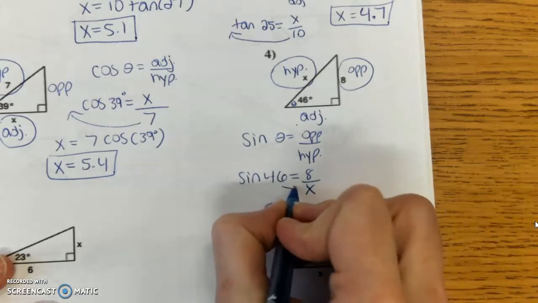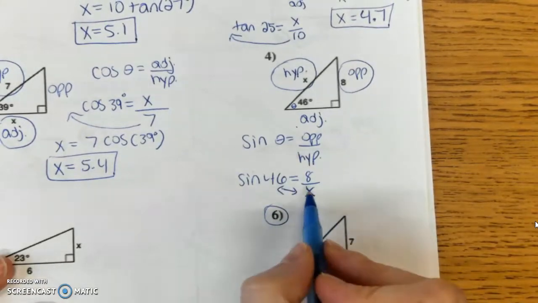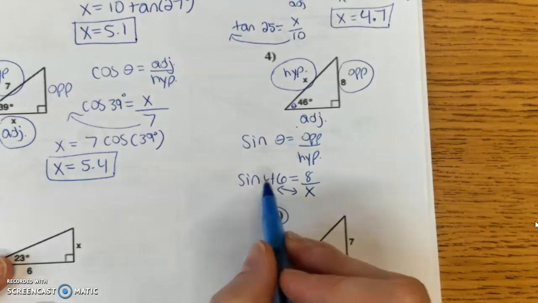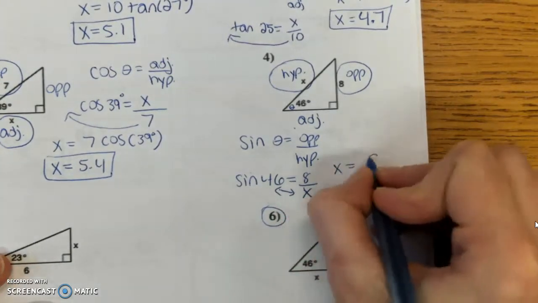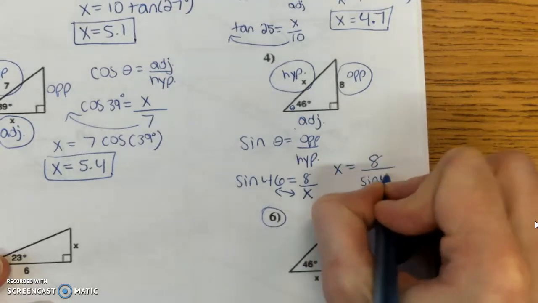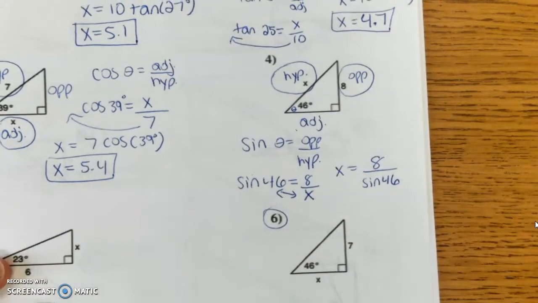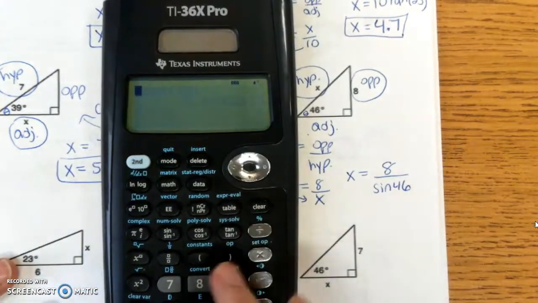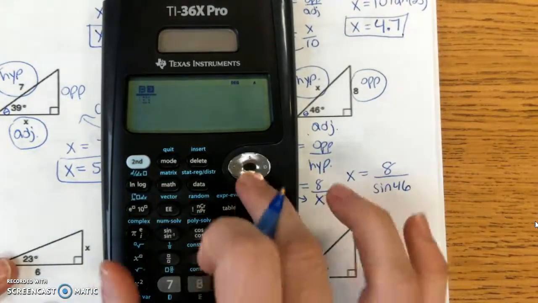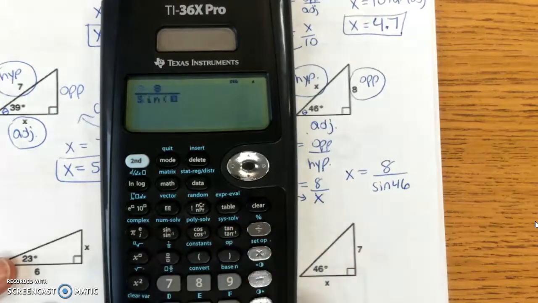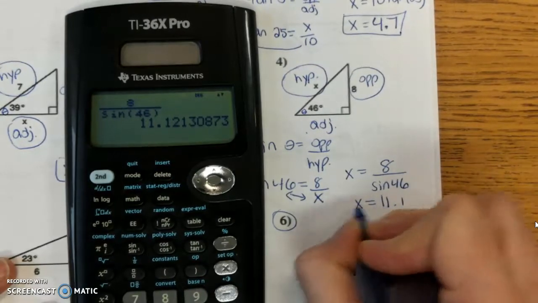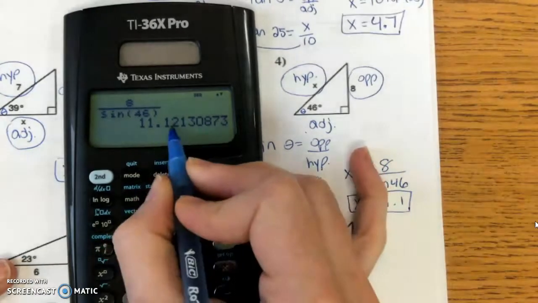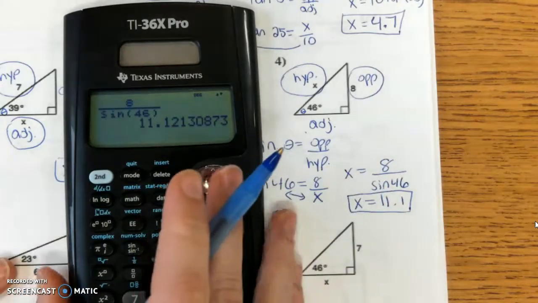So instead of kicking it, I'm going to be switching it. I'm going to put the x where the trig function is, and I'm going to put the trig function down in the denominator. So x is going to equal 8 over sine of 46. So let's put it in the calculator. I'm going to use the fraction key. 8 over sine of 46. I'm going to get x is equal to 11.1. The number after the 1 is a 2, so it keeps the 1 the same.